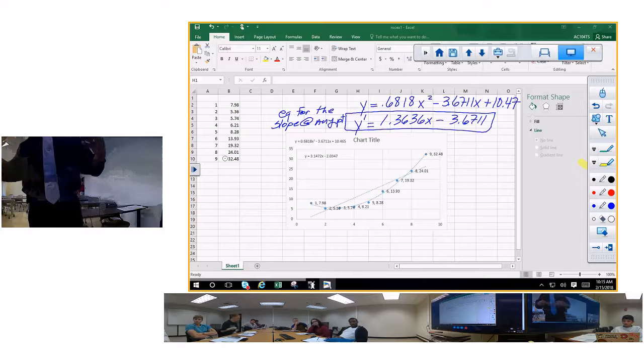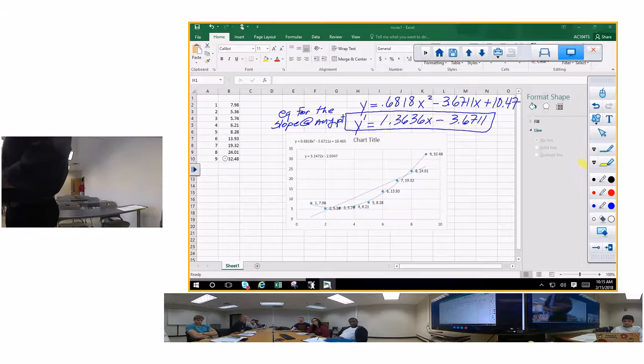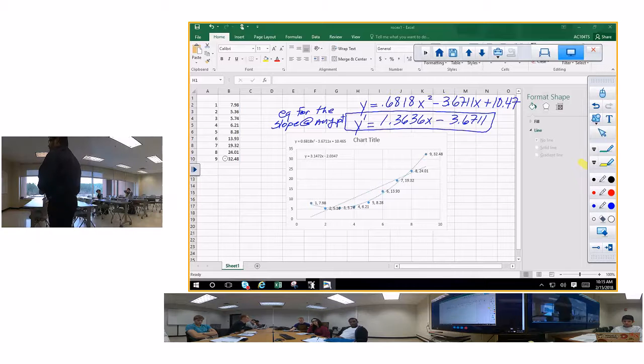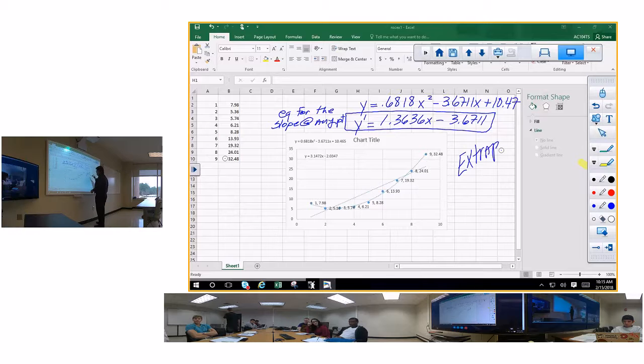What do you want to be able to do in business? P, R, E, D, I, D. Predict. Three people have already said it. You want to be able to predict. So that leads us to extrapolation and what? Interpolation.